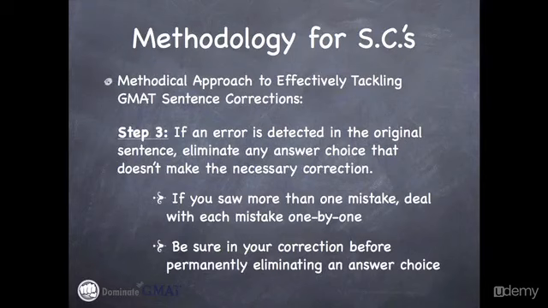If an error is detected, which we've already done, we actually have identified an error, the subject-verb disagreement, in the original sentence, then we go to the answer choices and eliminate any answer choices that don't make that correction. So we know that the word has to be changed to have. Now we can move to the answer choices, find which ones make that correction, and eliminate any that don't. If you saw more than one mistake, maybe you didn't pick up on the subject-verb agreement situation that I started with, that's okay.